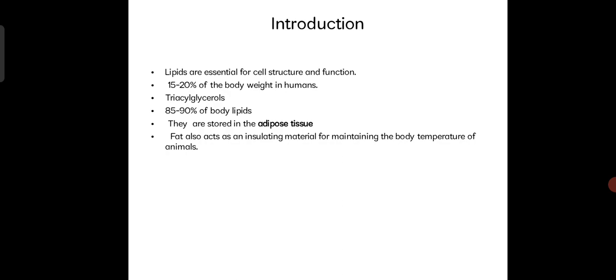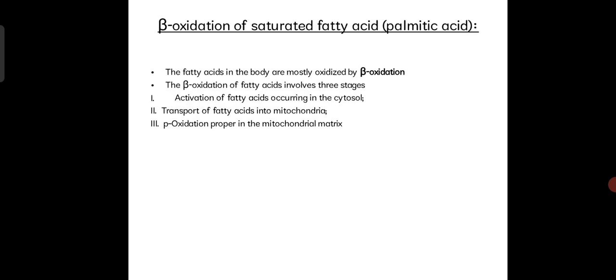We cannot store carbohydrates and proteins, but lipids can be stored, and they also act as an insulating material in animals for maintaining their body temperature. So next is a very important cycle, that is beta oxidation of saturated fatty acid or palmitic acid.